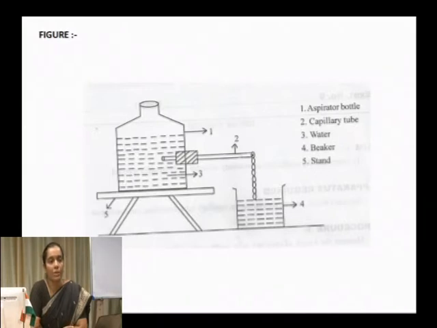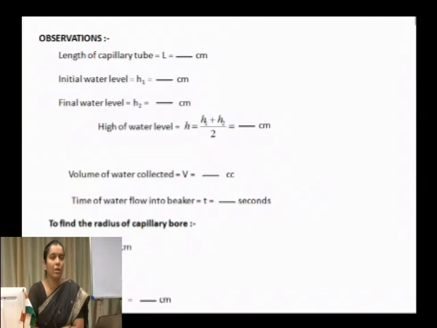The radius of the capillary tube can be measured using a travelling microscope, as we did in the previous experiment, that is surface tension. The density of water, as I told in the previous experiment, is 1 gram per cc. So, the average height of water before the water flow and after the water flow is calculated as (H1 plus H2) by 2, and the water collected in the beaker is poured into a measuring jar, and the volume of water collected is noted down as V.